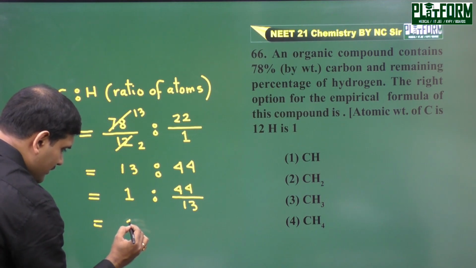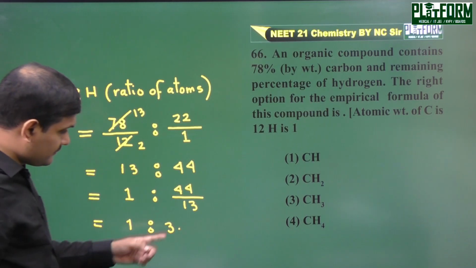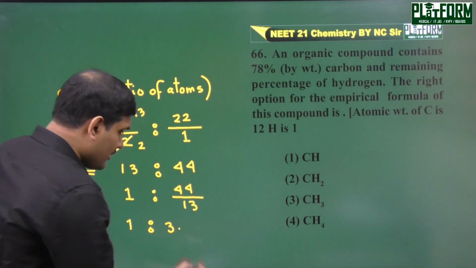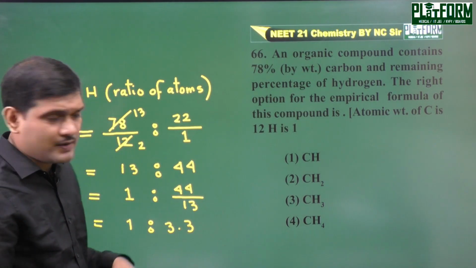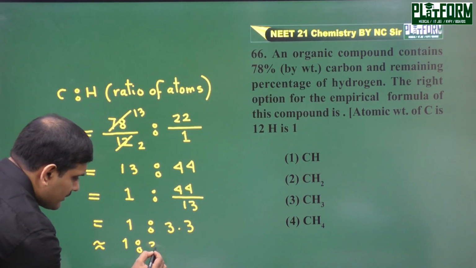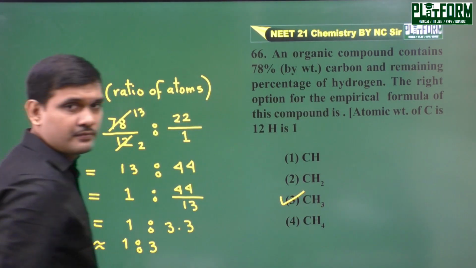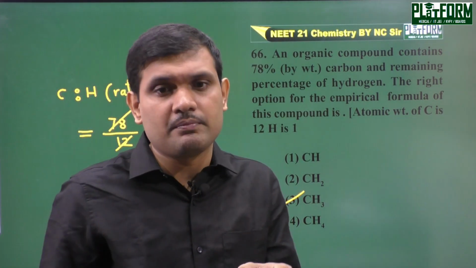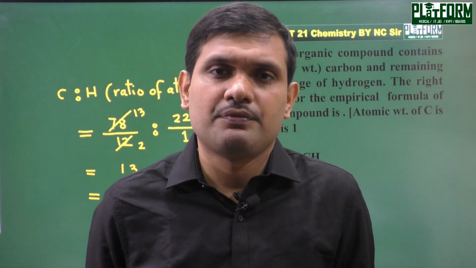So the result is 1 to 3.3. As the second digit is 3, which is less than 5, we can take it as 1 to 3. So the empirical formula goes to CH3. Since the value is 3.3, it is less than 3.5, so we just round it down to 3. So the formula will be CH3.